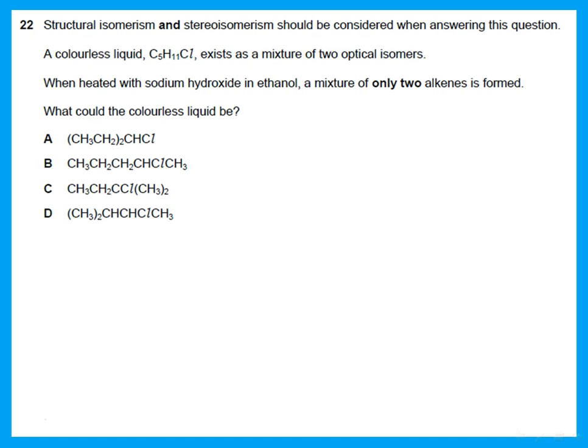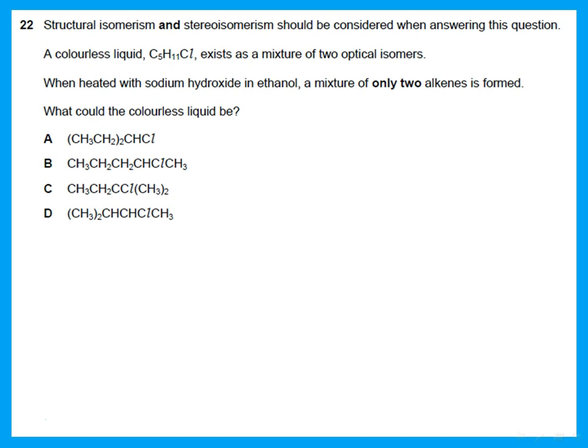A colorless liquid exists as a mixture of 2 optical isomers. I'm going to remind you that optical isomers are ones that have chiral centers. A chiral center is a carbon that has 4 different groups attached to it. When heated with sodium hydroxide and ethanol, a mixture of only 2 alkenes is formed. What could be the colorless liquid?